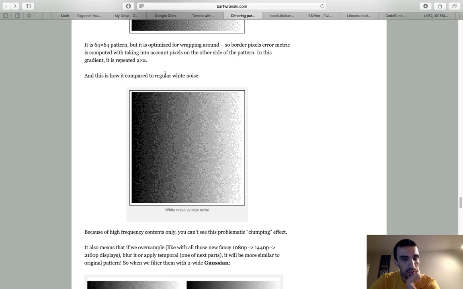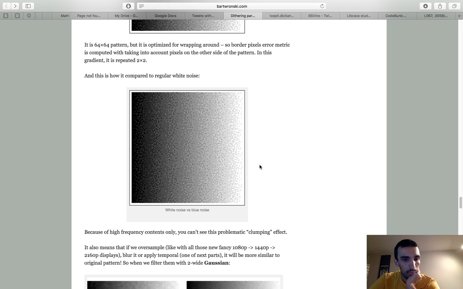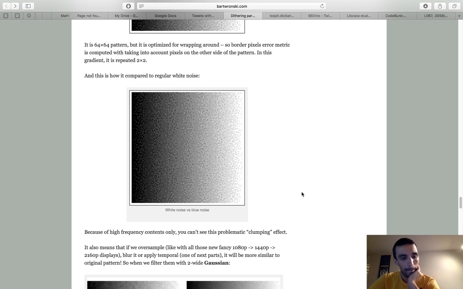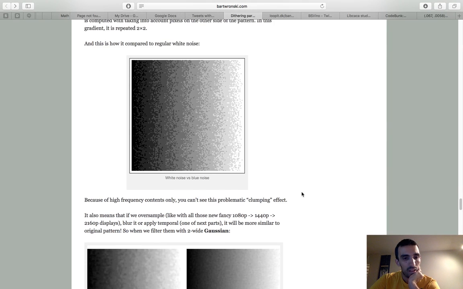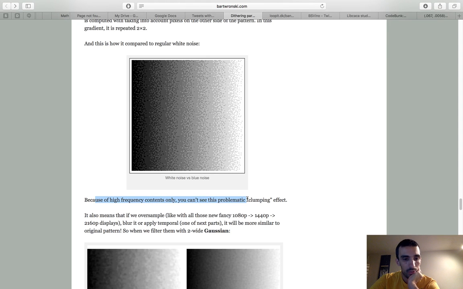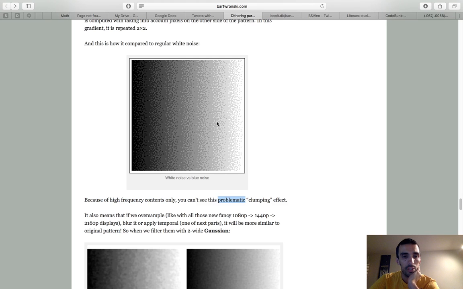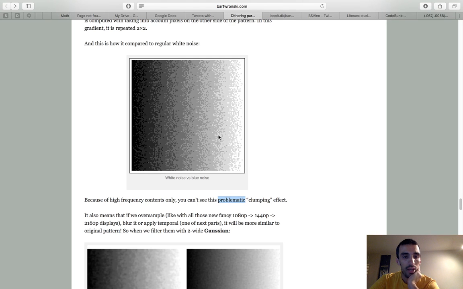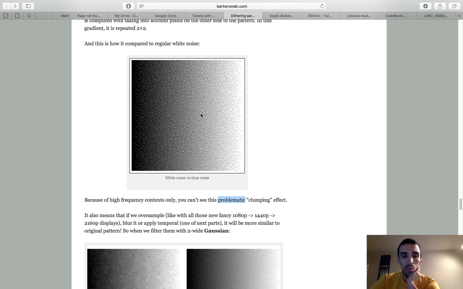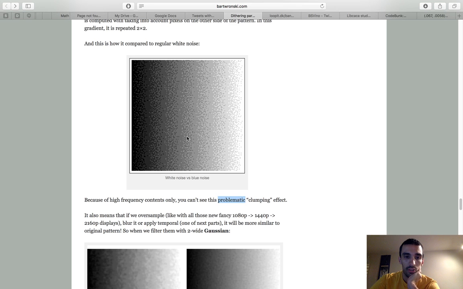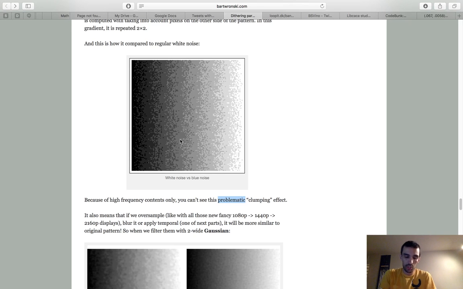And this is how it compares to white noise. I wish he would tell me which one's white and which one's blue. I assume that the one that looks better is blue. And that's what he says. Because of high frequency contents only, you can't see the problematic clumping effect. So he's saying this one's blue and this one's white. Because the white noise has a lot of low frequencies, it sometimes will cut out. Like you can see there's a cutout right here where there's a big depression, right?